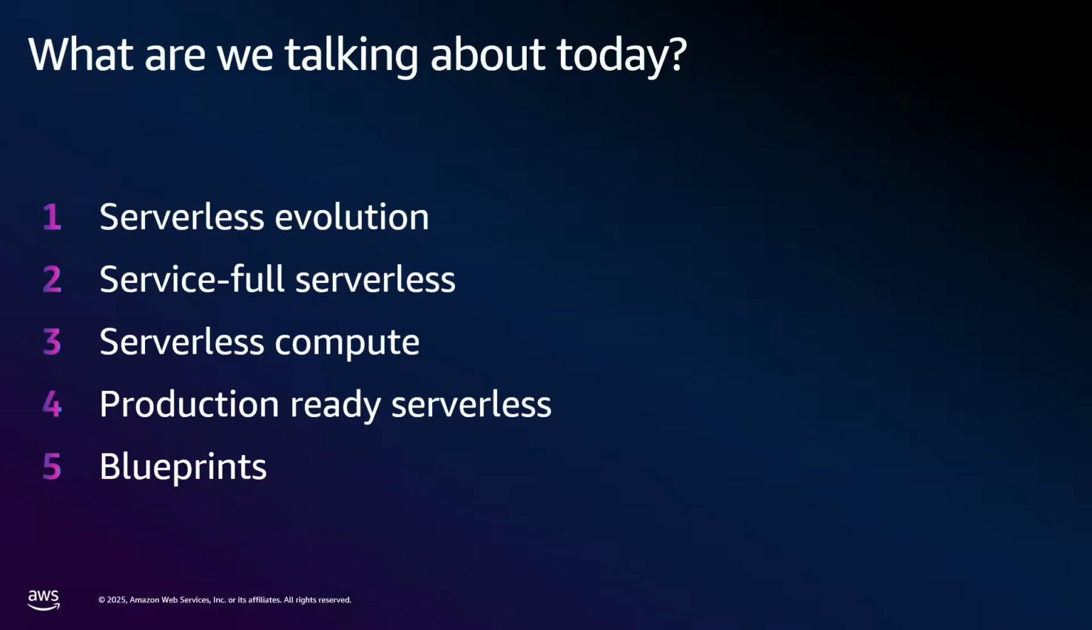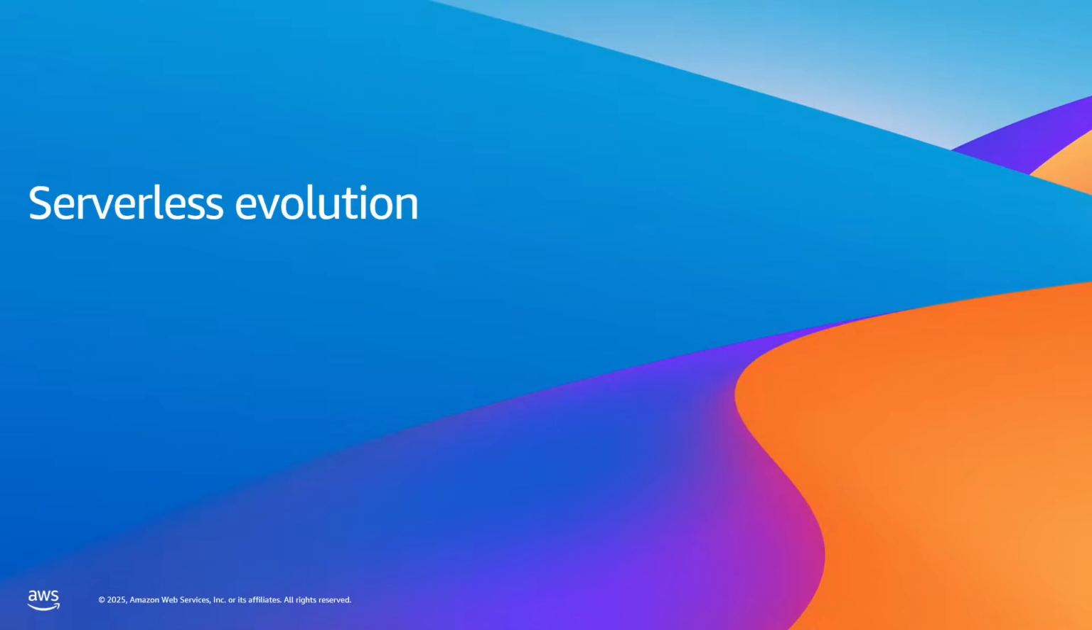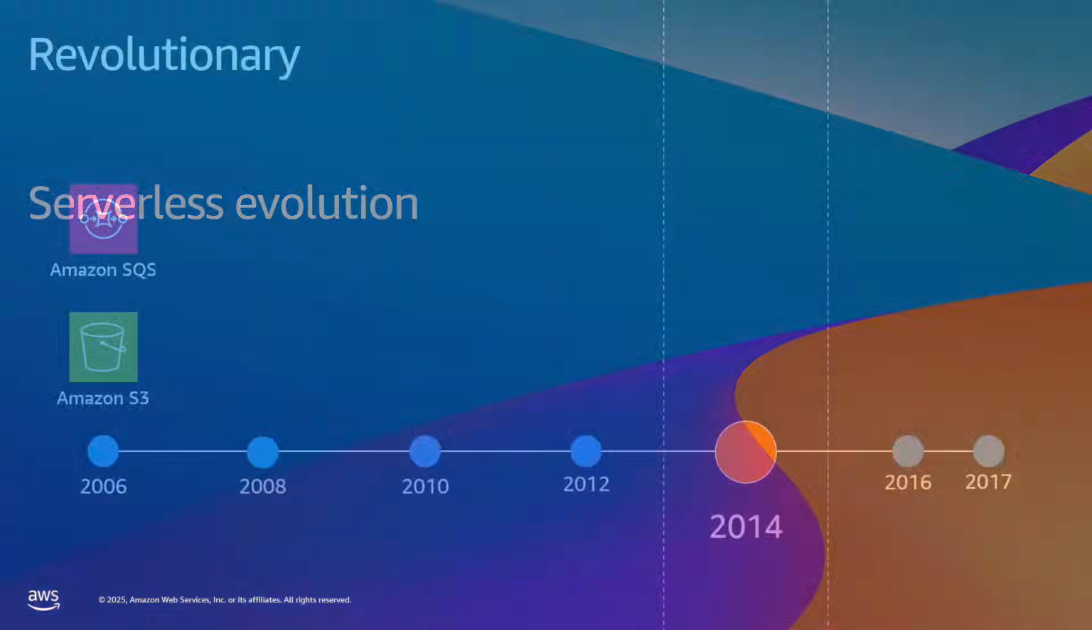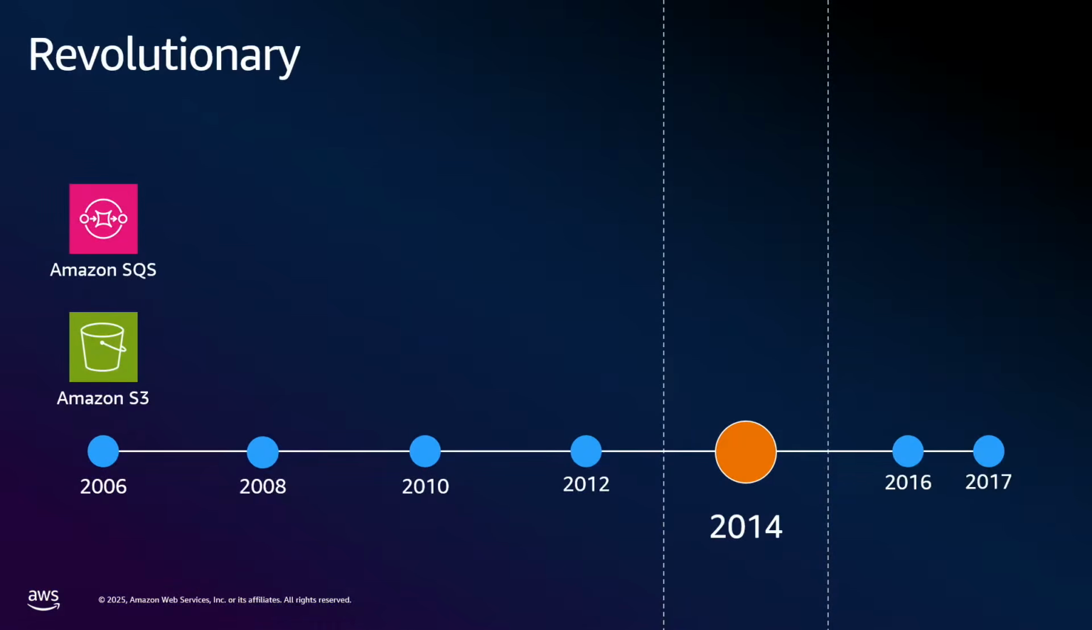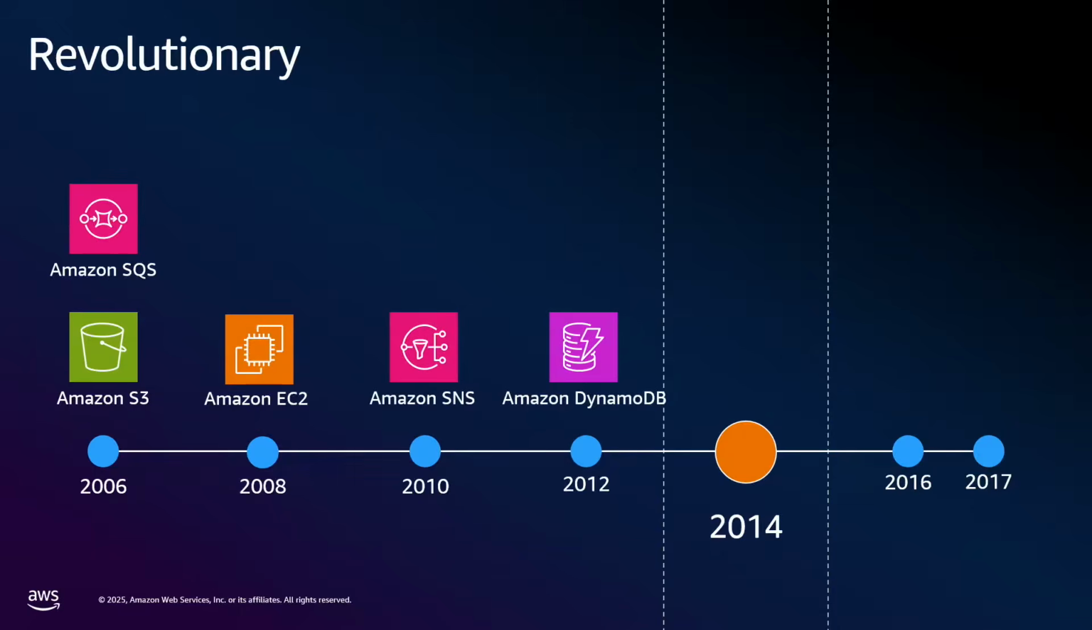So let's dive in. The evolution of serverless has really been the story of the cloud, because the cloud was born serverless with the launch of Amazon S3 and Amazon SQS back in 2006. And that was even before you could rent a virtual machine with Amazon EC2. And then we kept adding services that were just pay as you go, so no infrastructure for you to manage.